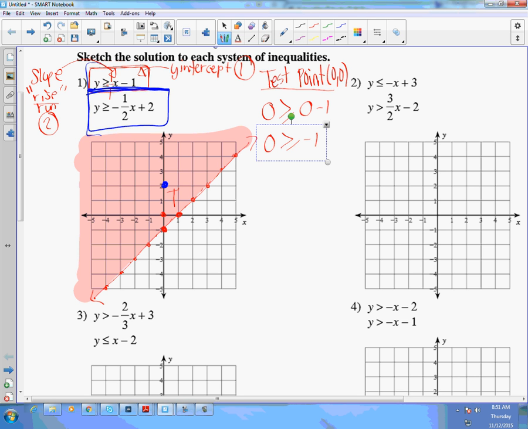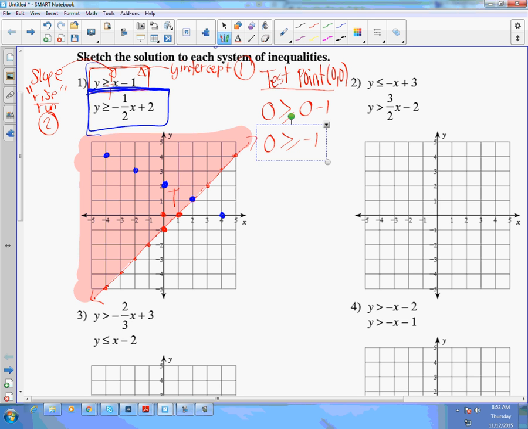Okay, then we get some slope. So what does that mean? Rise and then run. From that y-intercept point, you're going to go down 1 and run 2. Ooh, we have an intersection right there. Down 1, run 2. Also, you can reverse it by going up 1, left 2.